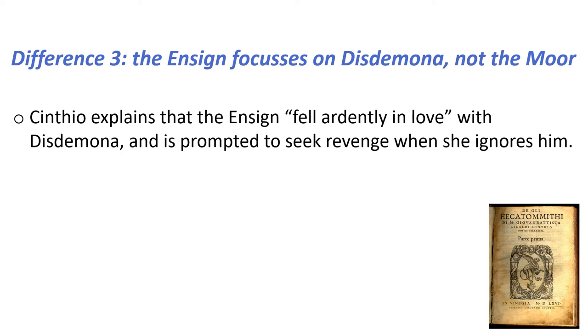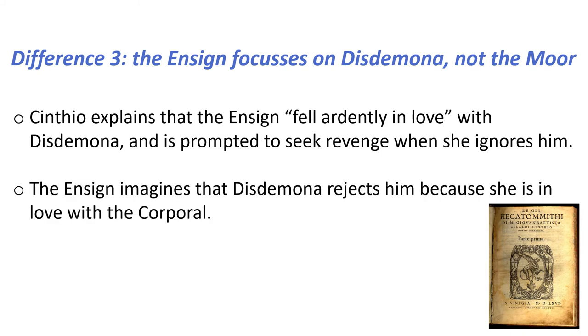The ensign is offended when Desdemona ignores him. And the ensign imagines that Desdemona rejects him because she's in love with the corporal, who in Shakespeare's version of Othello would be Cassio. Now, in Shakespeare's version, Iago is very well aware that Desdemona does not love Cassio, but in Cinthio's version, that's what he imagines.